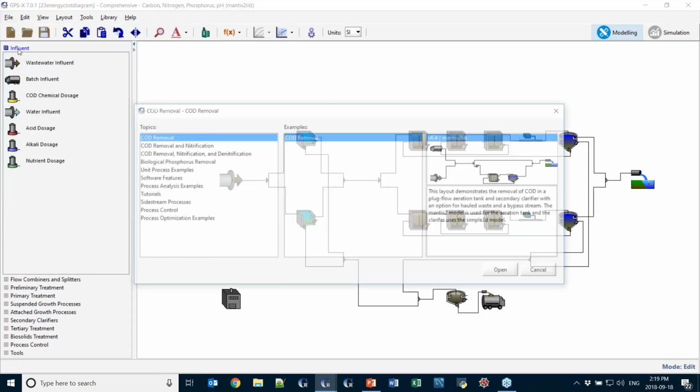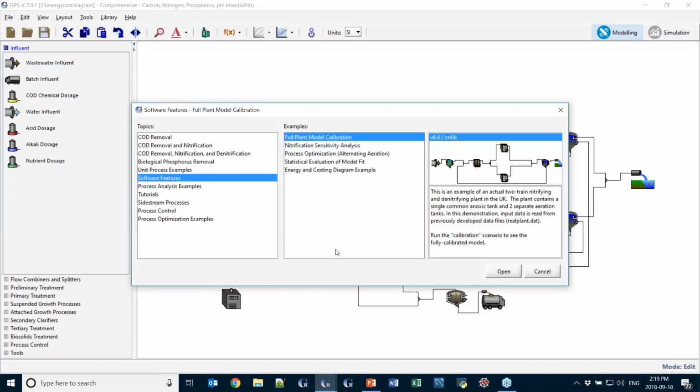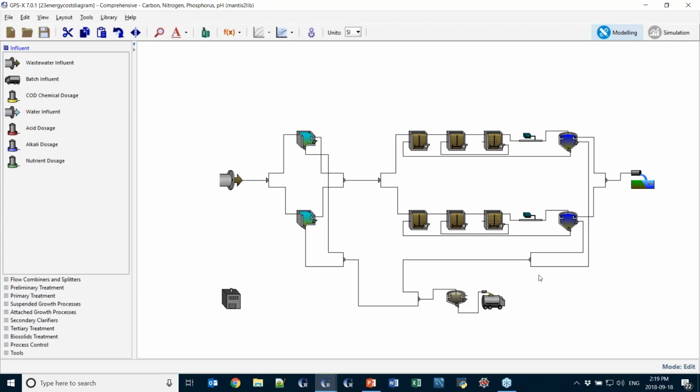So in our sample layouts menu, we have lots of pre-built plants that do a lot of different things. And in the software features side, we have an energy example. Here we have a plant that's actually 2 plants in parallel, and we have some activated sludge system already put together here with some recycles. We have some chemical dosage. We have another object over here that's using a bit of energy.